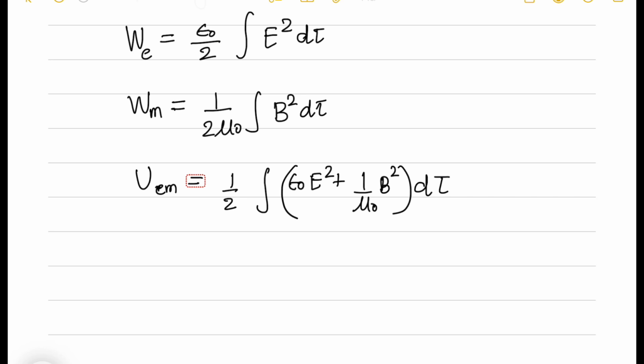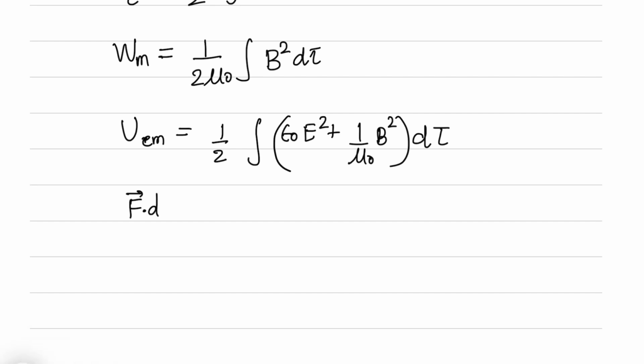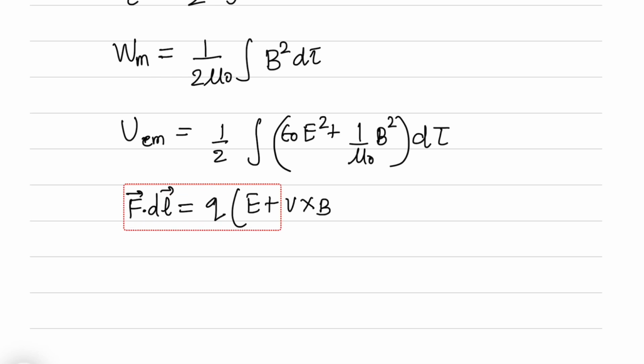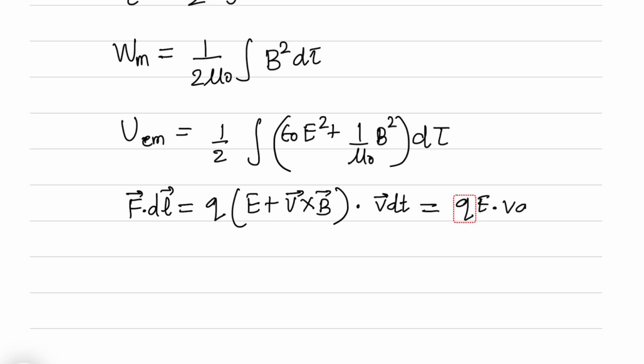According to the Lorentz force, F dot dl is equal to q into E plus V cross B, where V is the velocity and B is the magnetic field, dotted with the displacement. The displacement will be given by velocity into small time dt. So that will be equal to qE dot V dt.